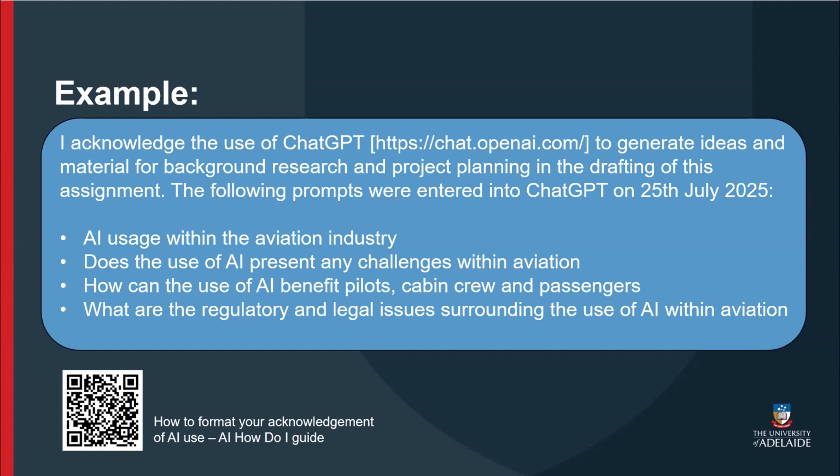And then lastly is the prompts used. So list the actual questions or instructions you gave the AI. And this helps your assessor understand the kind of input you provided and how it helped shape the output. Including these details helps demonstrate that you've used AI ethically and responsibly. And it also supports academic integrity by showing how AI contributed to your work without overstating or hiding its role.